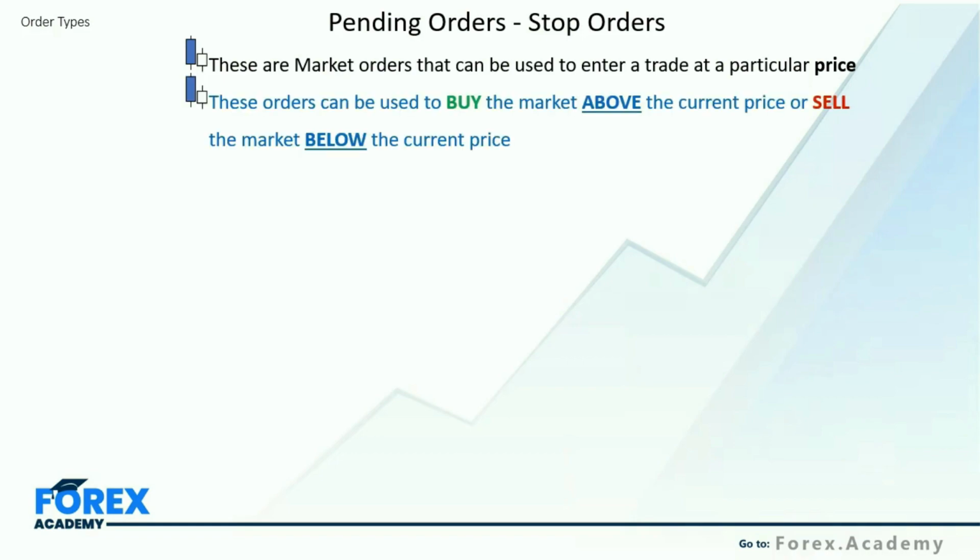These orders can be used to buy a market above the current price, or you can also sell a particular market, but this time below the current price. So whatever the current price happens to be right now, we can use stop orders to buy the market or sell the market at slightly different prices to the current price. If we're buying, we can use a buy stop order to buy that market above the current price. And if we're selling, we can use a sell stop order to sell the market below the current price.